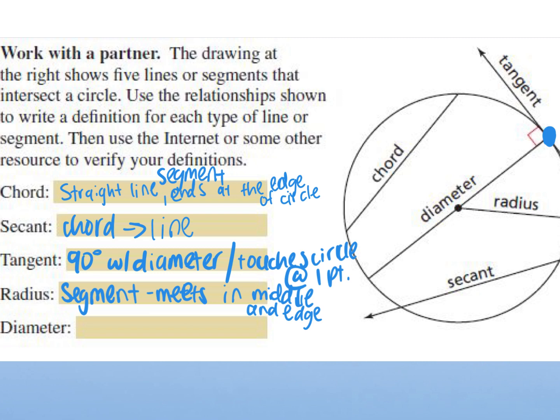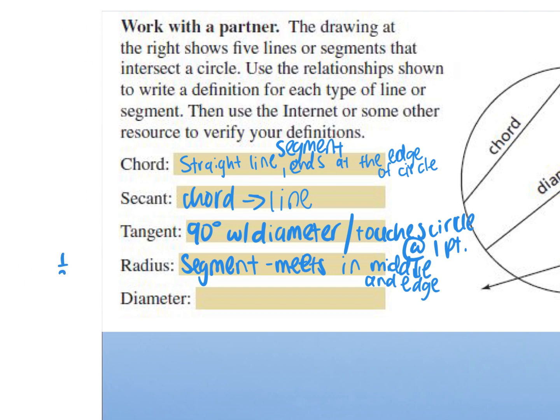And then what did you say, Grayson, about it? It's just half of the diameter. It's half of the diameter. Perfect, okay? Let's write that over here on the left. It's 1/2 the diameter.